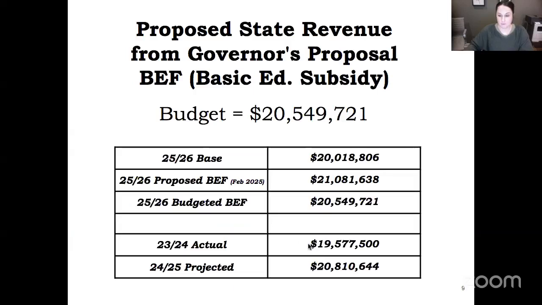23-24 actual revenues, just for reference, in the basic ed subsidy amount was 19.5, and this year's projected is 20.8. So the budgeted amount that we have is $20,500,000. And that is because there's a portion of the revenues that come through as our base, and then there's a portion that are student weighted, and that's driven by enrollments and a few other factors, like poverty, which is one of the weights that goes into that formula. So that's how these numbers are driven.